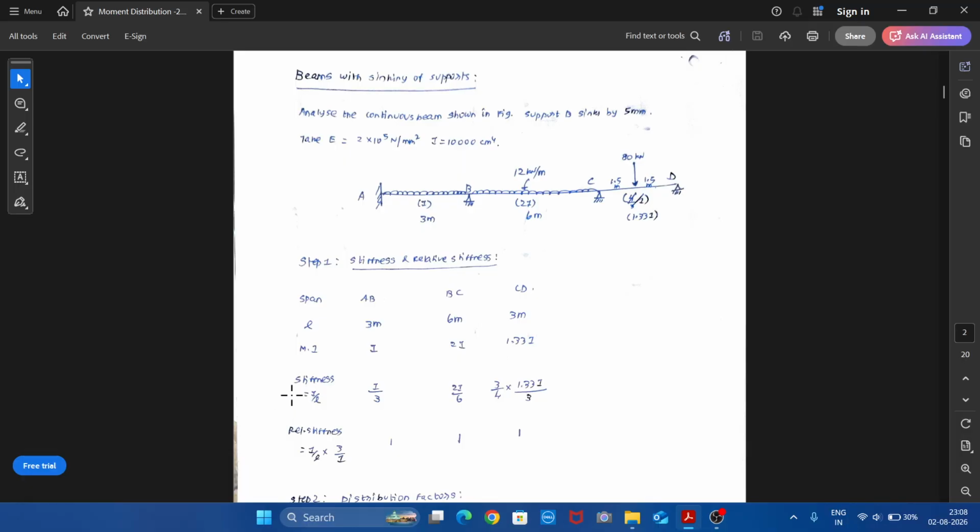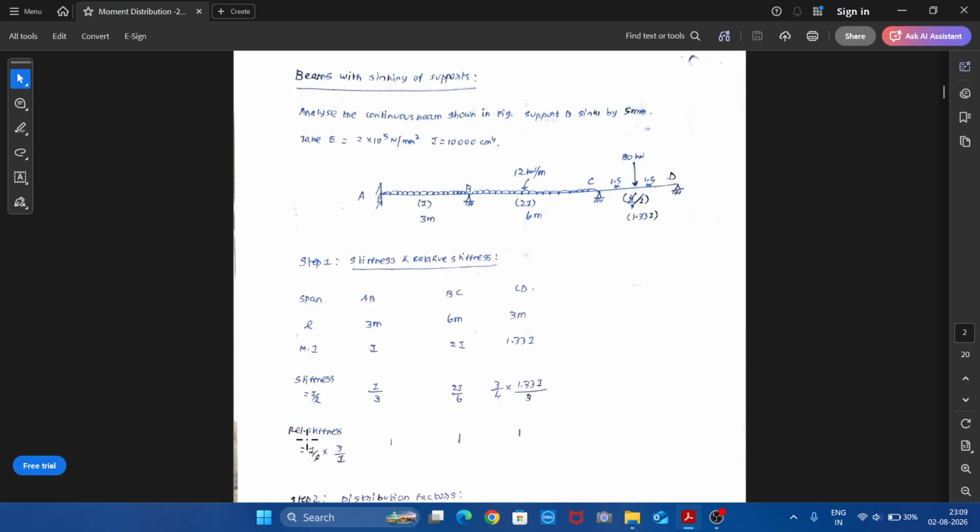Then stiffness. A is fixed, B is continuous. Therefore, I divided by L, I by 3. B is continuous, C is continuous. Therefore, I by L, I is 2I and L is 6, so 2I by 6. In CD, C is continuous whereas D is freely supported. In case we have freely supported ends, then we should use 3/4 of I by L. So 3 by 4 into I, I is 1.33I and L is 3.